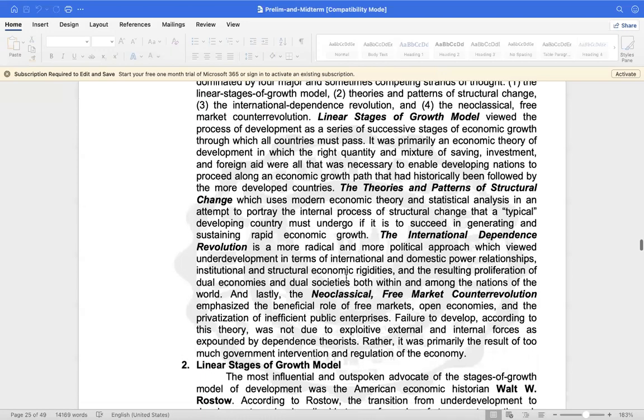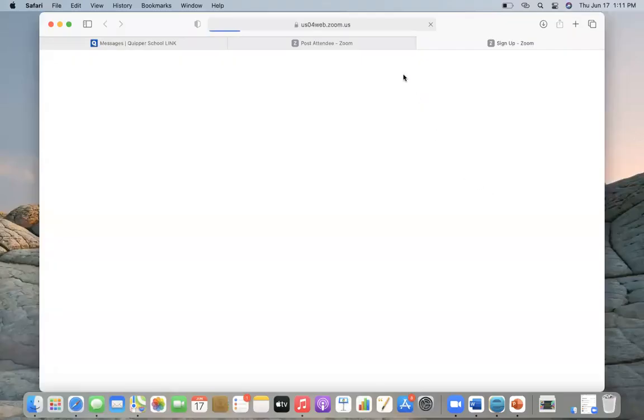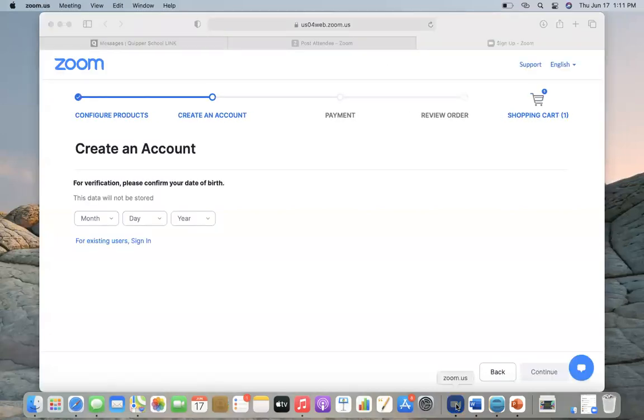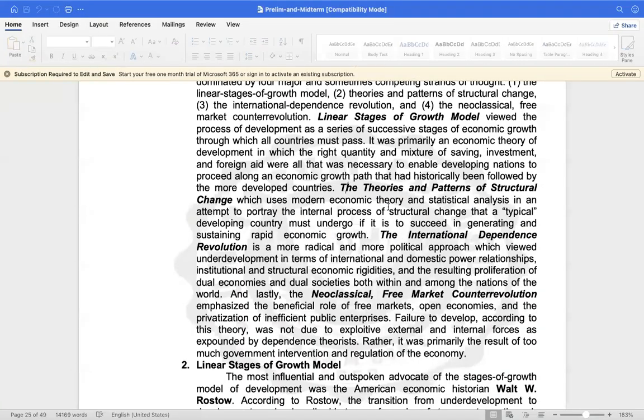Next is the theories and patterns of structural change, no. I believe you already know the concept of structural change, meaning there are really changes in the structure of a certain nation, particularly in its economic system. From time to time it really changes, from agriculture to manufacturing to industry and other structures. Here we will be talking about how this structural change affects the economy of a certain nation. The theories and patterns of structural change use modern economic theory and statistical analysis in an attempt to portray the internal process of structural change that a typical developing country must undergo if it is to succeed in generating and sustaining rapid economic growth.